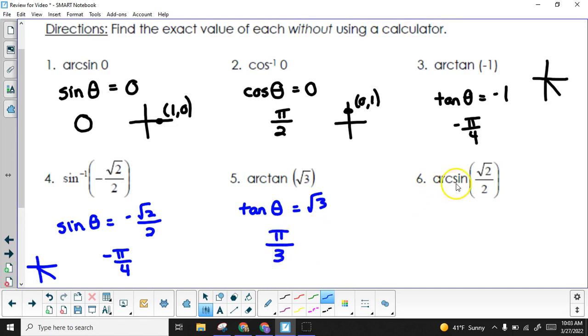For number 6, the arc sine of root 2 over 2 is asking what angle has a sine value of root 2 over 2. This is very similar to the one we had in number 4, but notice this one's positive. What angle has a y value of positive root 2 over 2? That is pi over 4. The difference here: the y value being positive is the first quadrant angle for positive pi over 4, and the y value being negative is below our x-axis, so that's why this one is a negative pi over 4.